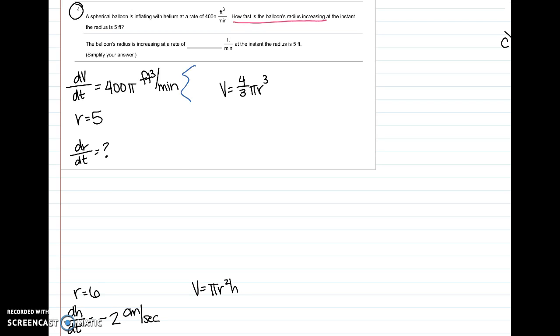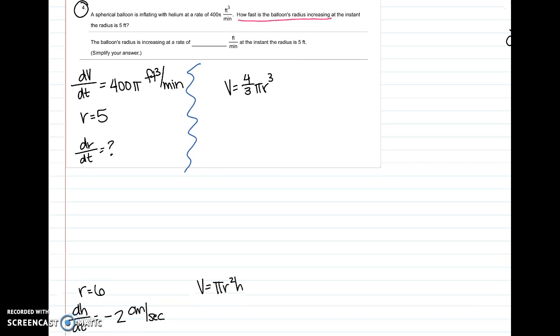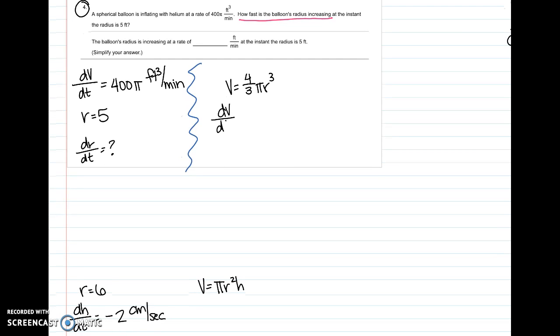Okay, so over here, here's our list of information. So if we wanted to have volume and radius of a sphere relate to one another, right, then we need the volume of a sphere equation, which is 4/3 pi r cubed. So if we take the derivative, both sides with respect to time, what do we get, Maggie? That's exactly right. We get 4 pi r squared dr/dt. Very good. Okay, so we have dV/dt is 400 pi equals 4 pi times 5 squared times dr/dt.